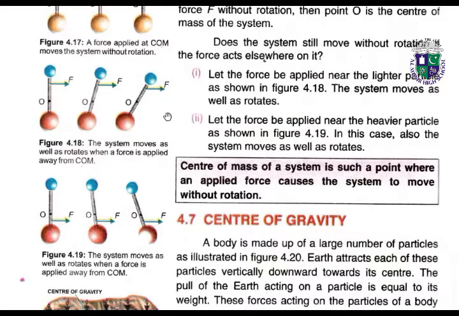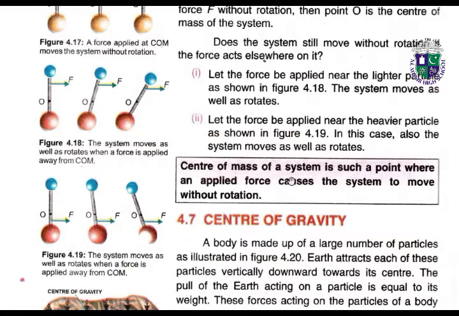Let the force be applied near the heavier particle. अब इसको हैवी पार्टिकल के करीब किसी पॉइंट पे फोर्स अप्लाई करके देखें. Then in this case also the system moves as well as rotates. So it means that this point which is near to the lighter body and this point which is near to the heavier body is not the center of mass of the system.